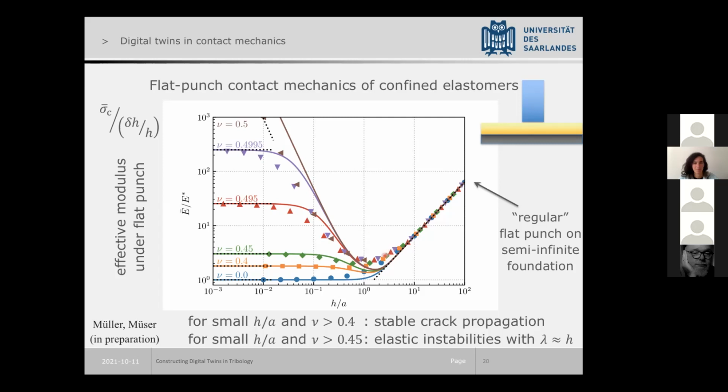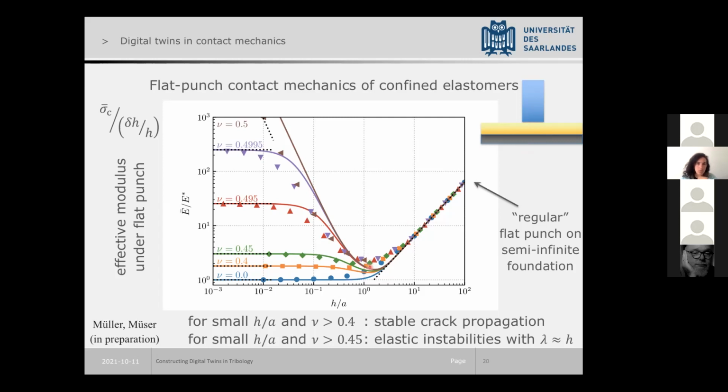So one of the interesting things in this plot is that when h over a is small and the Poisson ratio, so here we see curves for different Poisson ratios. So when the Poisson ratio starts to be greater than, let's say, 0.4 or 0.45, you start to see very small minima. And in this range, you actually start to get stable crack propagation when you recede the indenter. And when h over a becomes greater than 0.45, you start to see elastic instabilities. And they arise once you start having cracks.